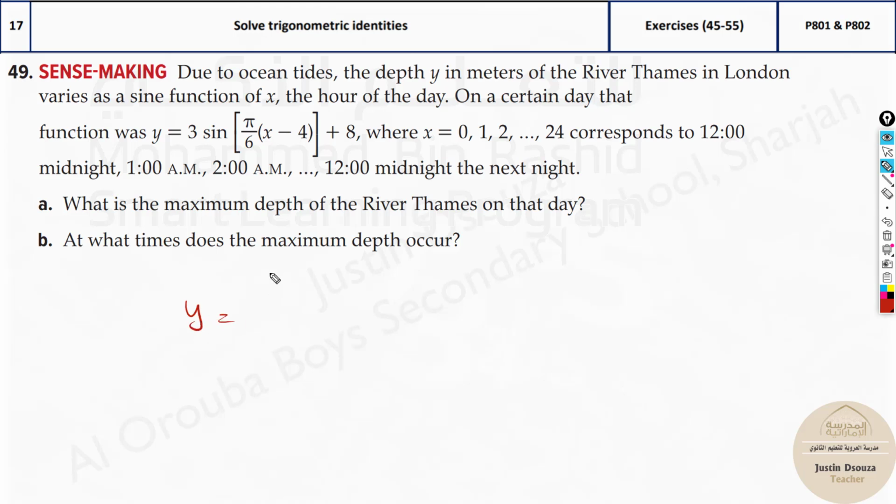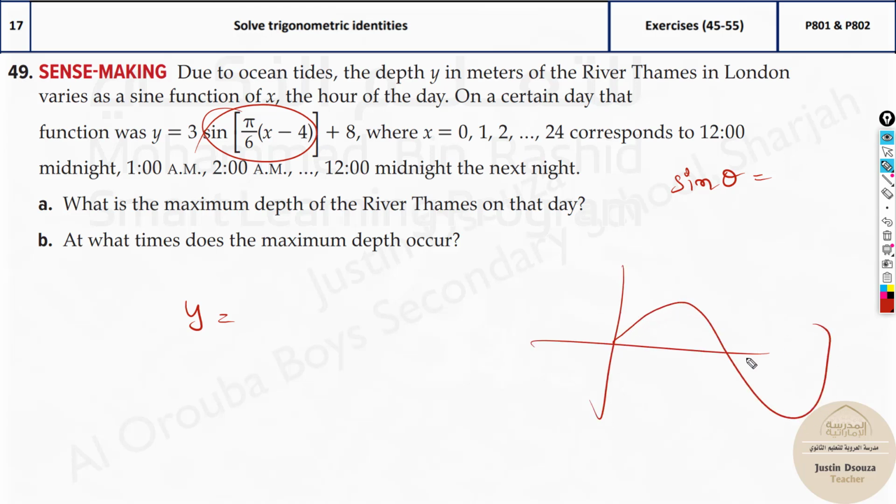Y can be maximum when the sine function is maximum, right? They want to find the maximum depth of the river, and it's varying based on the sine function. When is the sine function maximum? What is the value of maximum sine? It starts from 0, goes up like this. It's only maximum at 1. So 1 is the maximum. If you know the range, it's minus 1 comma 1. This is max. So sine theta must be 1.